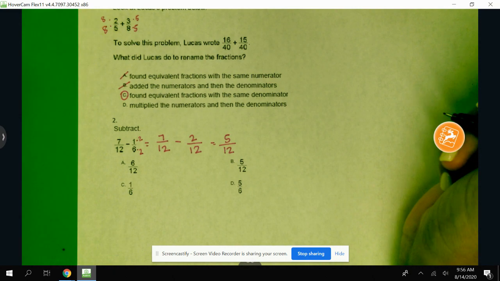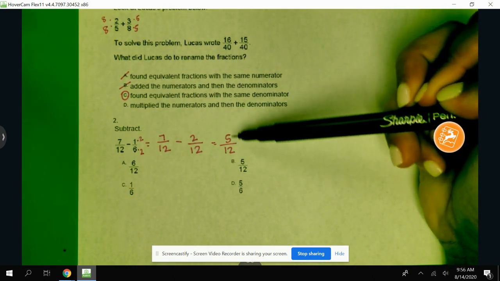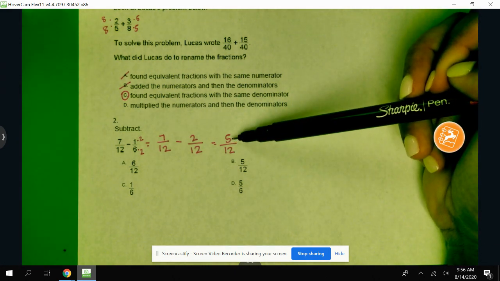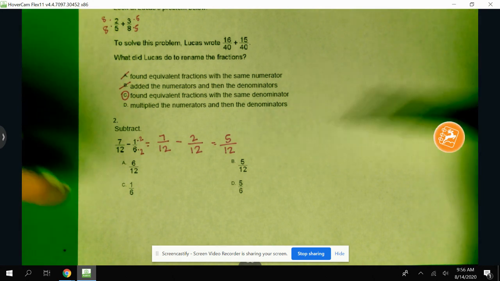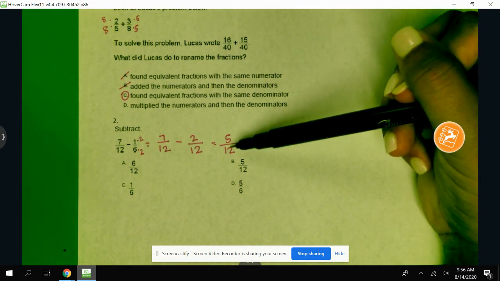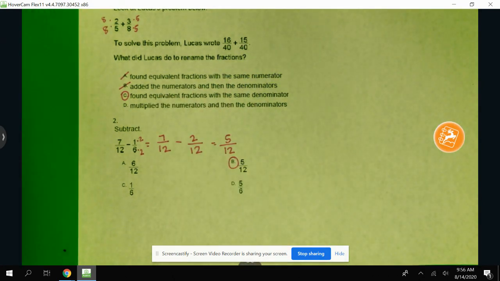So I get 5/12. Okay, remember to always ask yourself, is that the simplest version? Can I simplify it any further? In this case, you cannot. 5 is a prime number, okay? So that means you can't simplify it unless you could have taken a 5 out of 12, but obviously we can't do that here. So 5/12 is my answer, which is answer choice B.